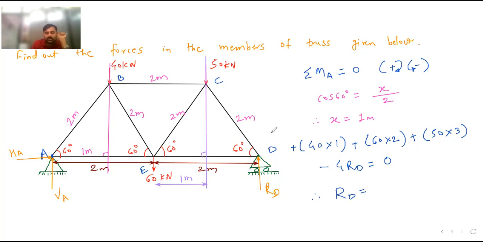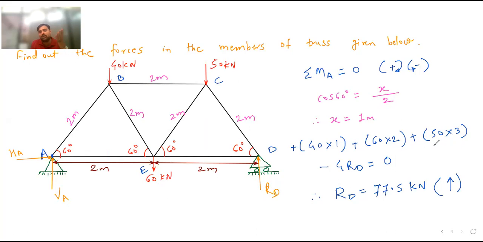77.5. RD is equal to 77.5. Okay. Positive answer or negative? Positive. So our assumed direction is correct. Okay. So I have drawn this for your understanding. This line of action and everything here is not there in the numerical. It is for your understanding. I have drawn. Okay. Movement is clear. You have to write 1, 2, 3, 4, 5.